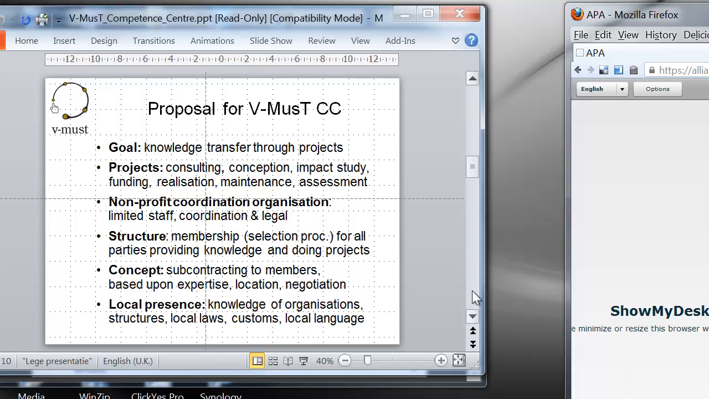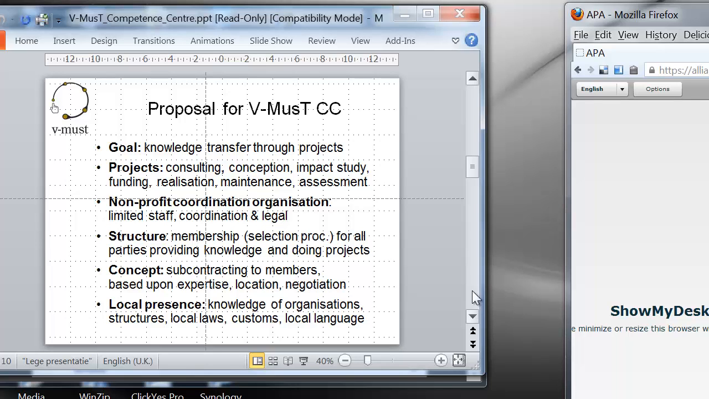What is the structure? We think that we will have a membership for all parties, and so it's just free and you can join it. No, we will have a membership which is very decent, which is probably only a few hundred euros per year.